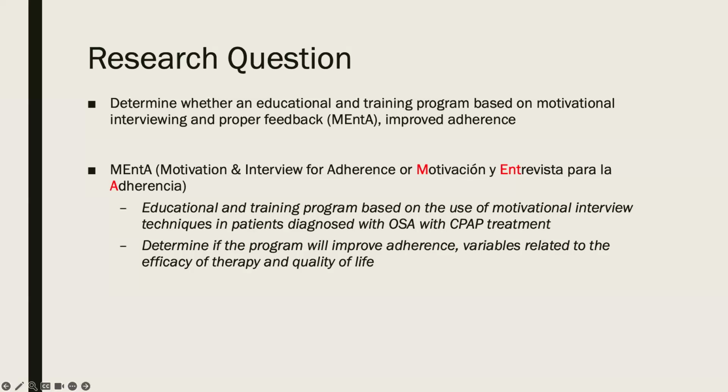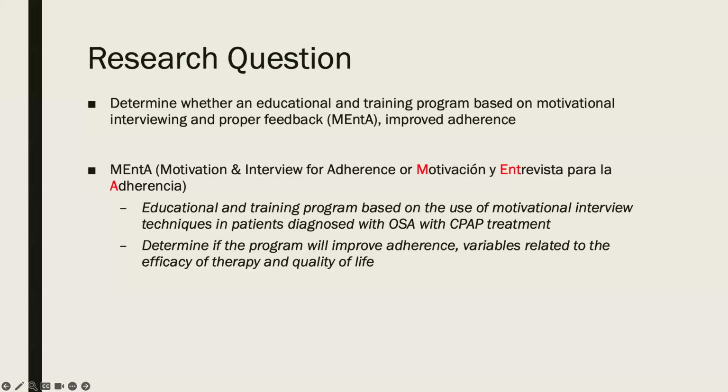So what the paper looked into was having a sort of research question. They said, we know CPAP is the most effective treatment for obstructive sleep apnea. And the aim of their study is really to determine if they've had some sort of educational and training program based on motivational interviewing with proper feedback, would this improve adherence compared to the standard?